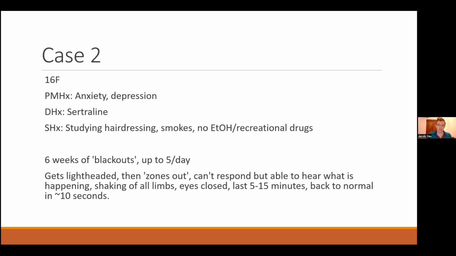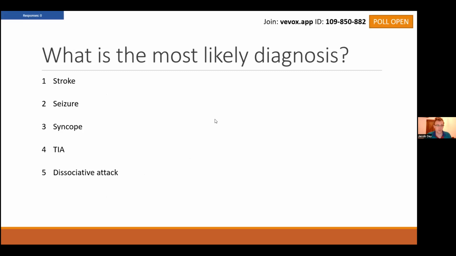And then the mum says, well, what I see is that she's shaking her limbs, back arched a bit, her eyes are open, legs are going, arms are going. The longest one lasted about 15 minutes, but it might be as short as 5 minutes. And she got back to normal pretty quickly after each one. So, same question. What do you think the most likely diagnosis is for this 16-year-old girl?